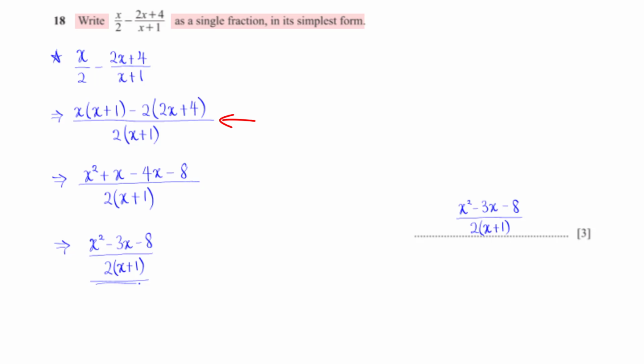When we expand the brackets, x times x gives us x squared, x times 1 gives us x, minus 2 times 2x is negative 4x, negative 2 times 4 is negative 8. x minus 4x is negative 3x, and so our final answer becomes x squared minus 3x minus 8 divided by 2 times (x plus 1).